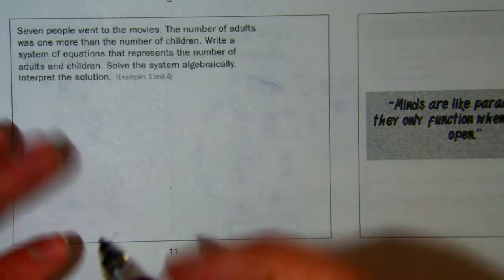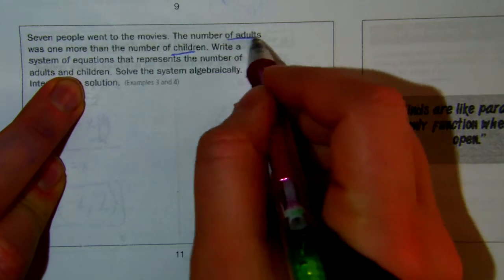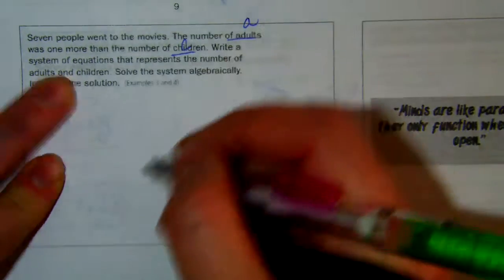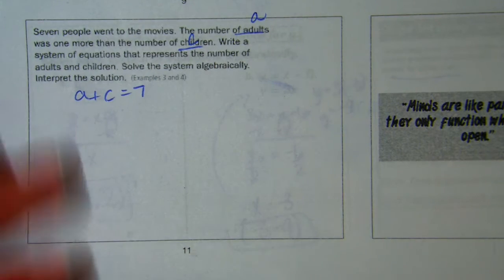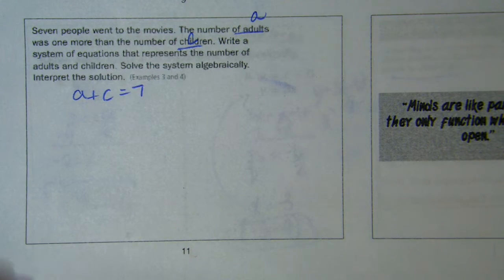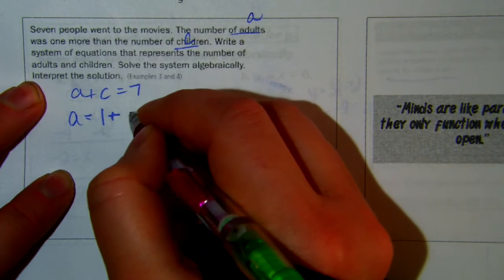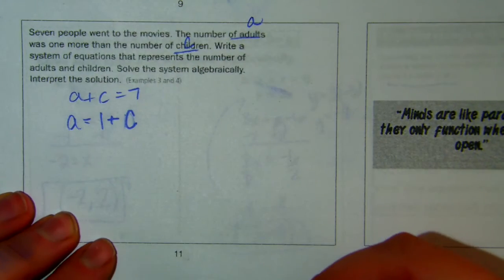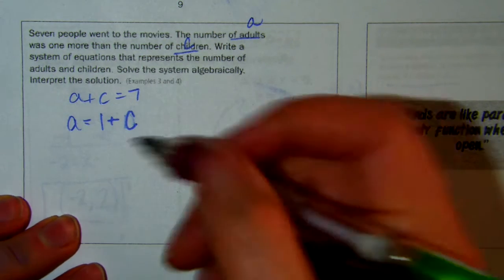All right, last but not least, 7 people went to the movies, okay? The number of adults was 1 more than the number of children. So we're having adults and children go to the movie. And we know that together there were 7. And the number of adults was 1 more than the number of children. So 1 more than C. Write a system of equations, and solve it, interpret.